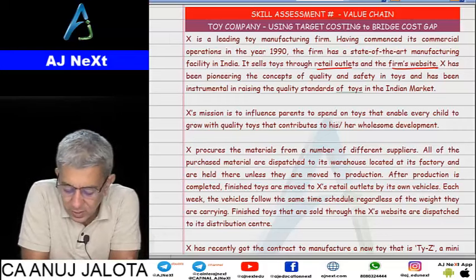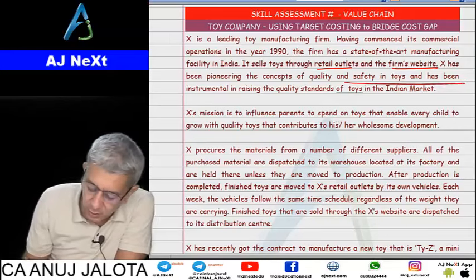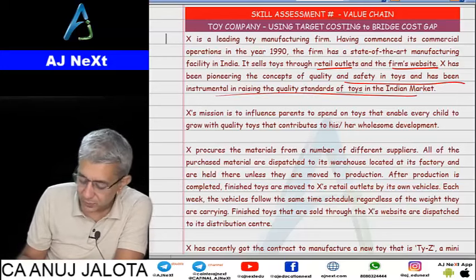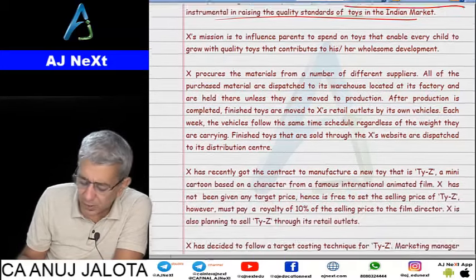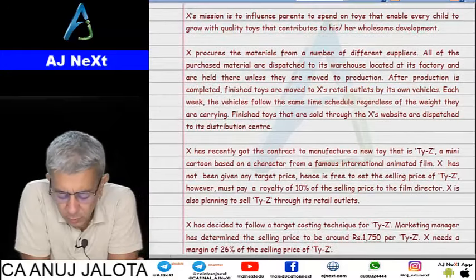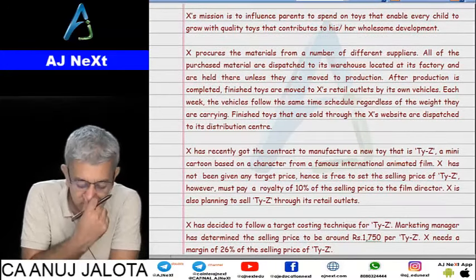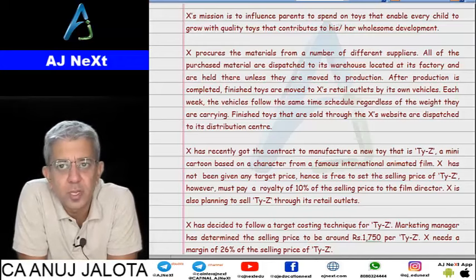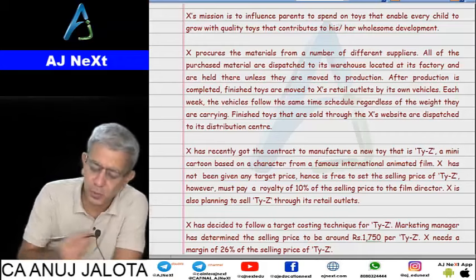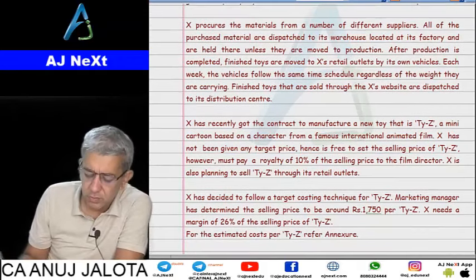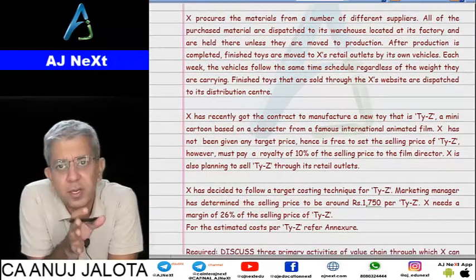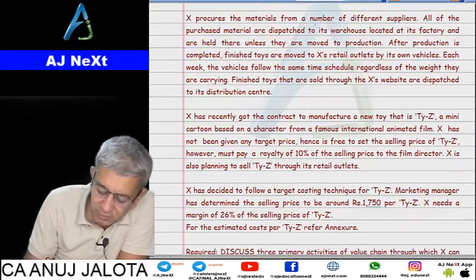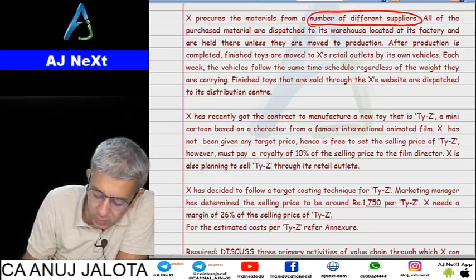X has been pioneering the concept of quality and safety in toys and has been instrumental in raising quality standards of toys in the Indian market. X's mission is to influence parents to spend on toys to enable every child to grow in quality that contributes to his or her wholesome development. So they make toys which are quite good in terms of quality. Further, X procures the material from a number of different suppliers. Keep this in mind.